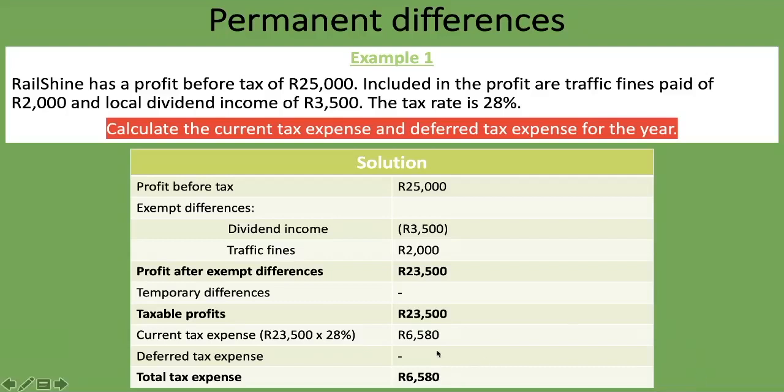Remember, our total tax expense is going to be our current tax expense plus our deferred tax expense. And how do we get our deferred tax expense? Well, it's the movement in deferred tax that we put here. And that is it. Our total tax expense is 6,580 rand. I hope it has made sense with the permanent differences. When you have permanent differences, you don't have deferred tax.